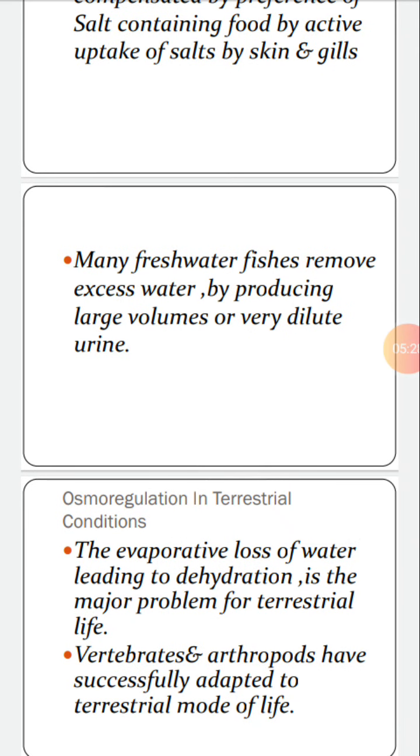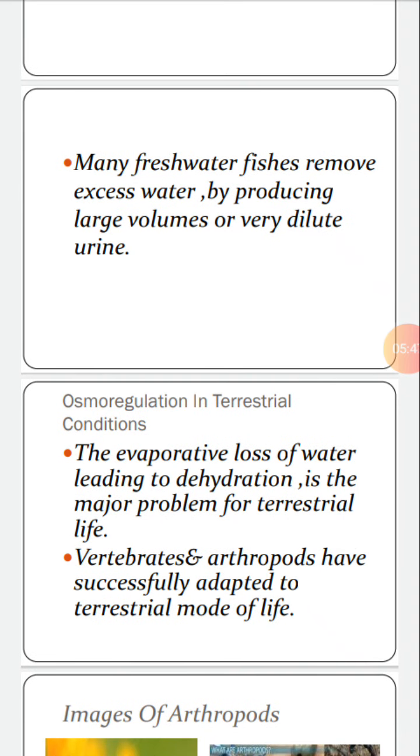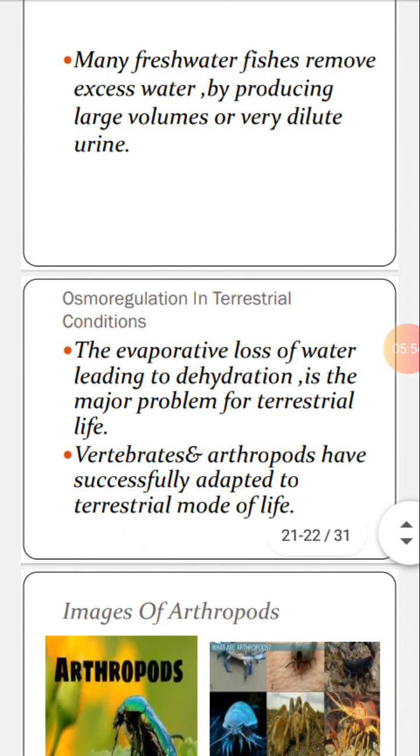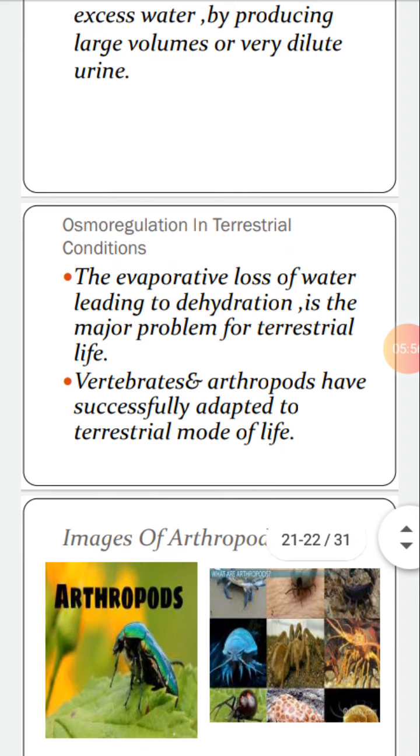Now, osmoregulation in dry, arid, terrestrial conditions. The evaporative loss of water leading to water deficiency or dehydration is the major problem for terrestrial life. That is, they face a shortage of water. Vertebrates and arthropods have successfully adapted to live on land and to the terrestrial mode of life. Images of arthropods.